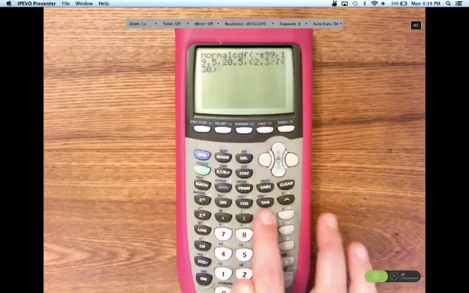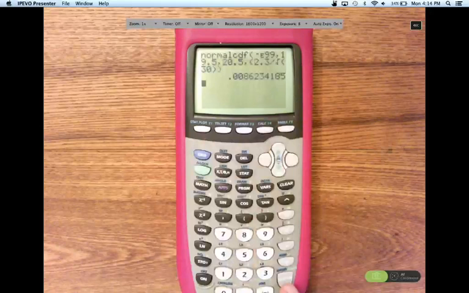And so you click enter, and here we get 0.0086. And so the probability that these 30 pythons, that their average length is smaller than 19.5 is about 0.86%. And so not even 1% here.